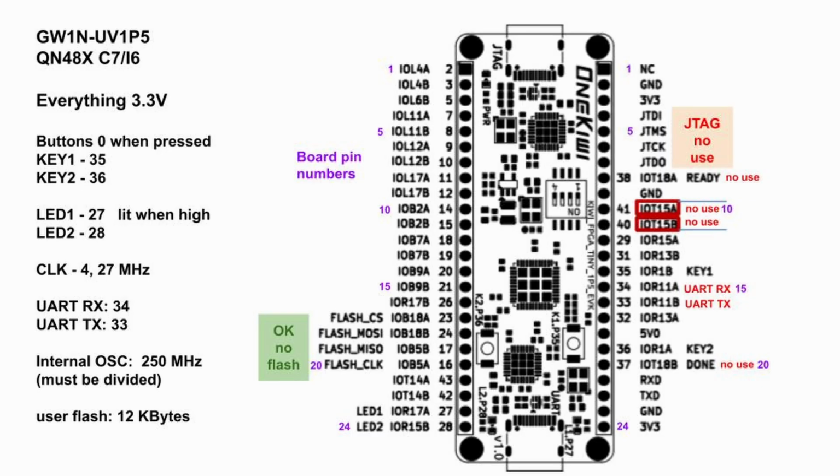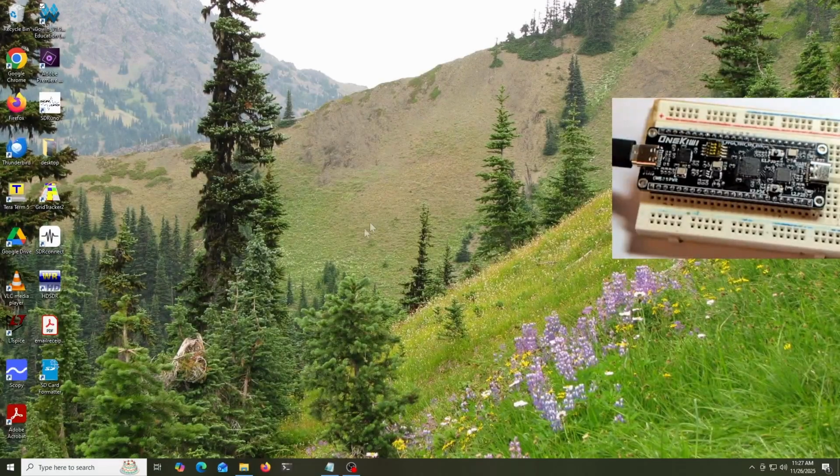We need to remember pin 35 for key 1, pins 27 and 28 for the LEDs, and pin 4 for the 27 MHz CAN oscillator. All I/O pins are 3.3 volts. Let's make this FPGA do something.